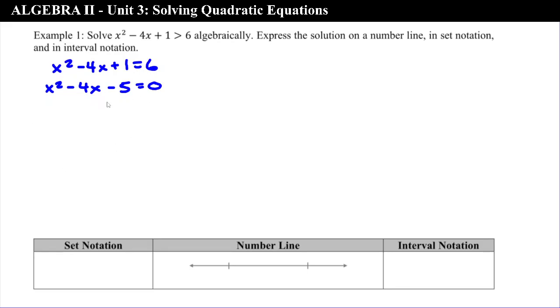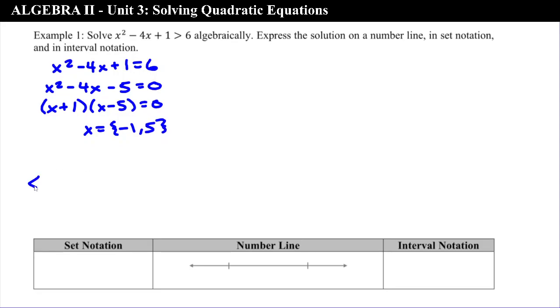Okay, now we're going to see if we can factor this. We need two numbers that multiply to give us negative 5 and add to give us negative 4. And once you think about it, those numbers are 1 and negative 5. So our solutions are going to be negative 1 and positive 5.